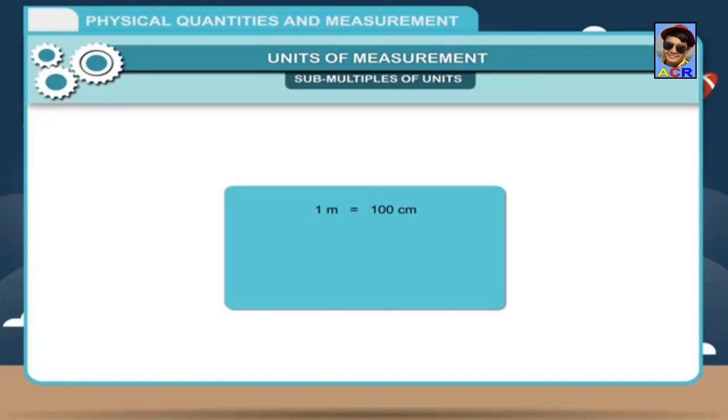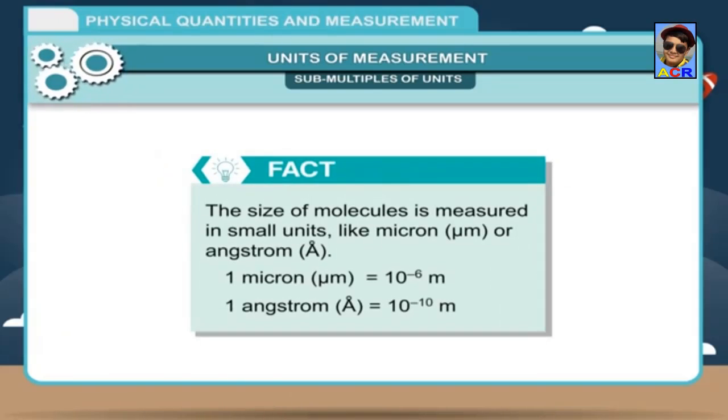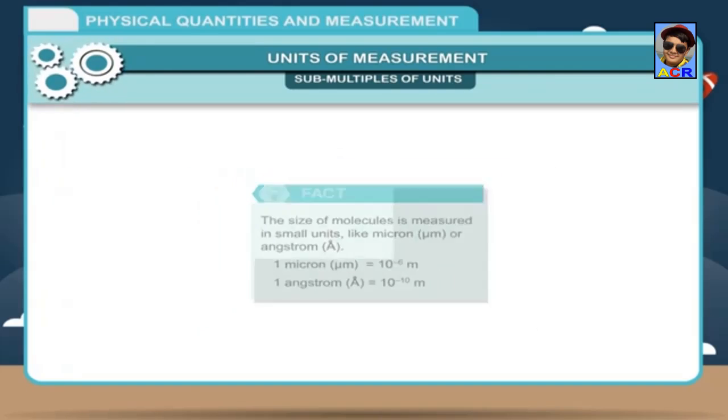1 meter is equal to 100 centimeters. 1 meter is equal to 1000 millimeters. 1 centimeter is equal to 10 millimeters. Fact: the size of molecules is measured in small units like micron or angstrom. 1 micron is equal to 10 raised to the power minus 6 meters. 1 angstrom is equal to 10 raised to the power minus 10 meters.